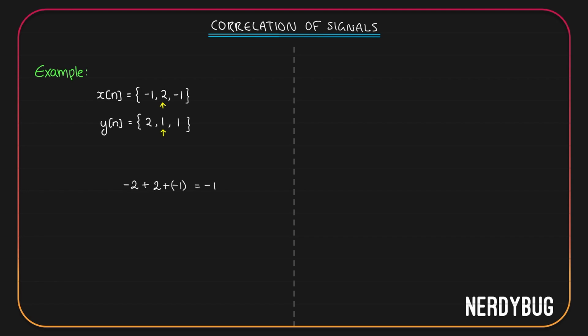Now I'm going to shift the second signal y of n towards right by one sample. So the zeroth term will become 2 now. Now if I multiply them, 2 will be multiplied with 2, minus 1 will be multiplied with 1, and this minus 1 will be multiplied with 0 because there is nothing, and this 1 will be multiplied with 0. So I get 0 plus 4 minus 1 plus 0, that is 3.